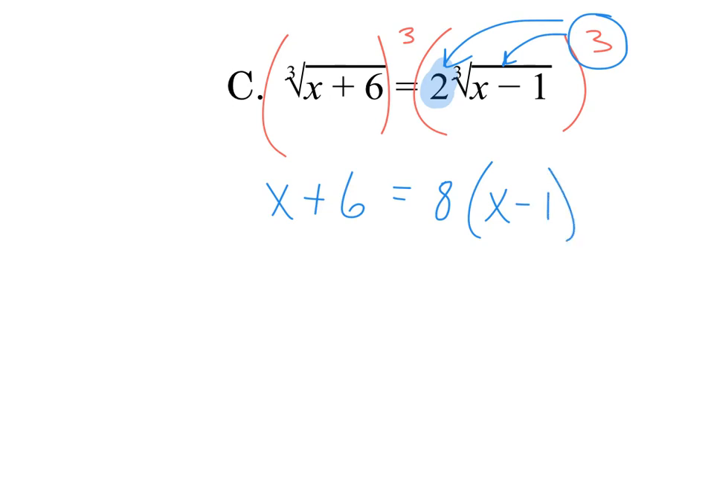This is probably the key thing that gets overlooked most often in this unit. When I cube something with a coefficient, like this 2 here, I need to cube that as well as what I see inside the radical.